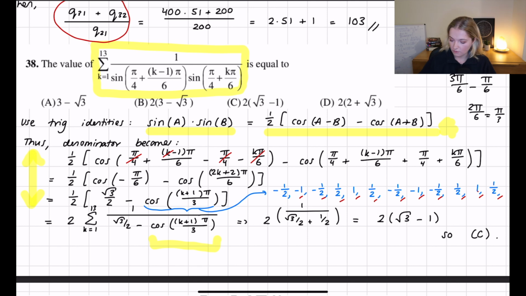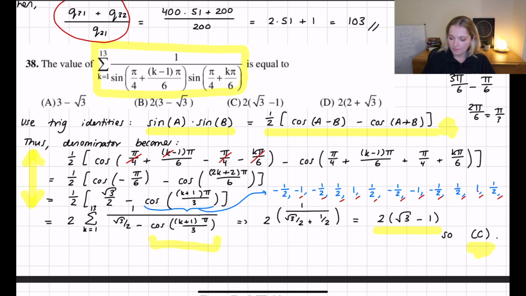And once you've done that, you arrive at the value 2(√3 − 1), and that is answer C. Letter C, should I say. I'm getting too involved in the mathematics here. But this question itself was definitely more tricky compared to the first one. The first one I thought was really, really nice.